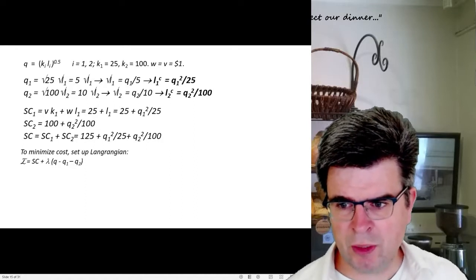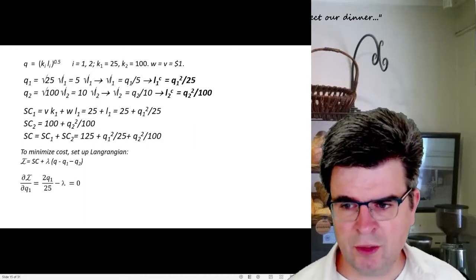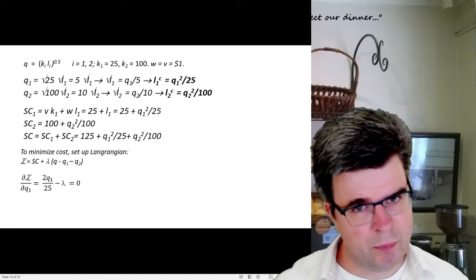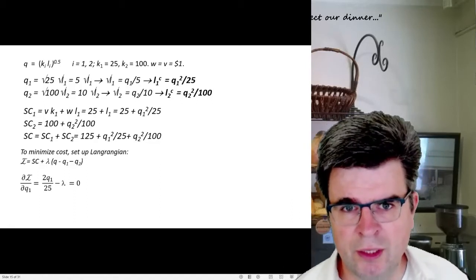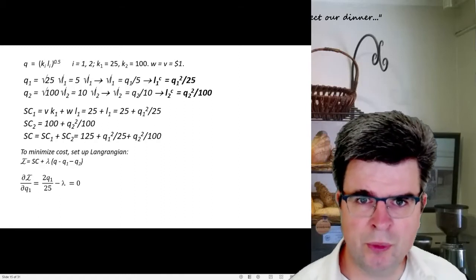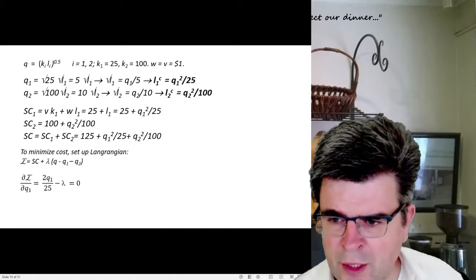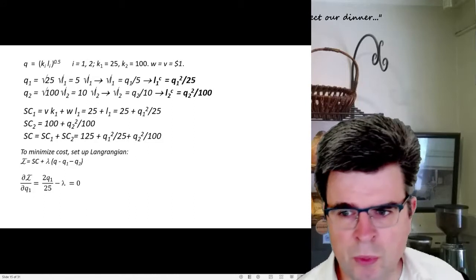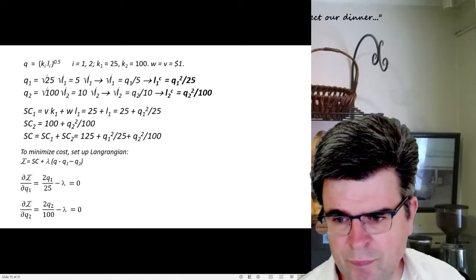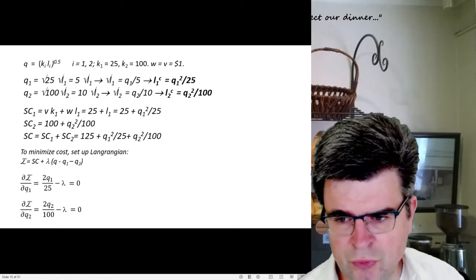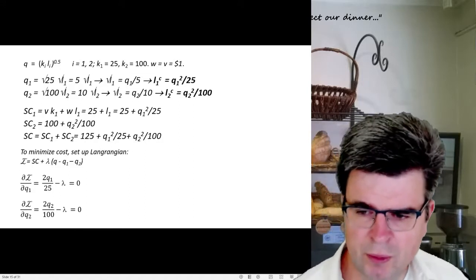Okay, so taking the derivative, because what we can determine is Q1 and Q2. These are the variables that we can tune as an enterprising entrepreneur. So we take the derivative with respect to Q1 and Q2, and we get two expressions with two unknowns. So we can solve this one for Q1 and Q2.